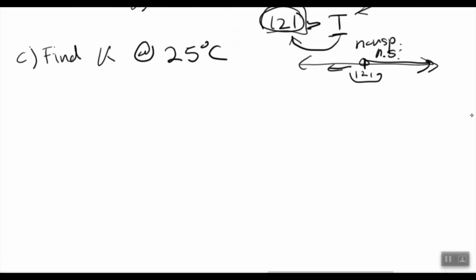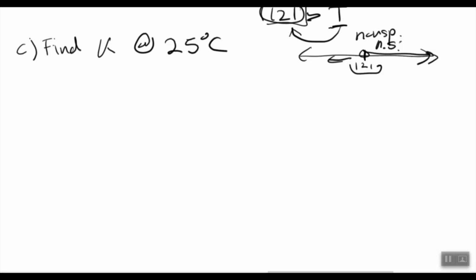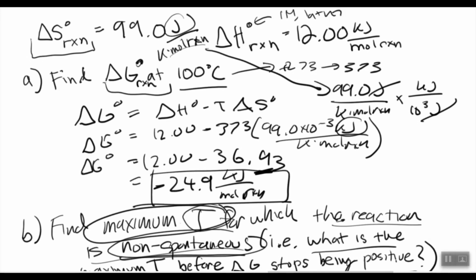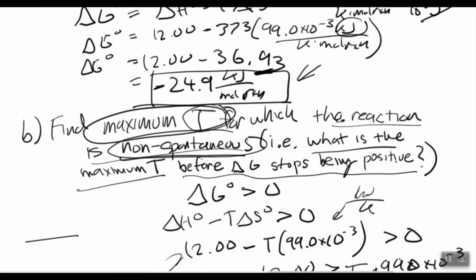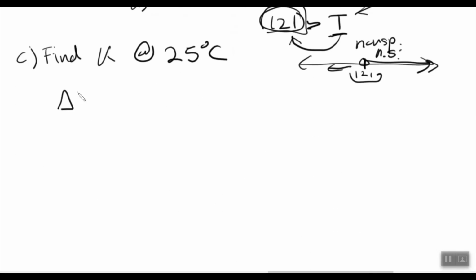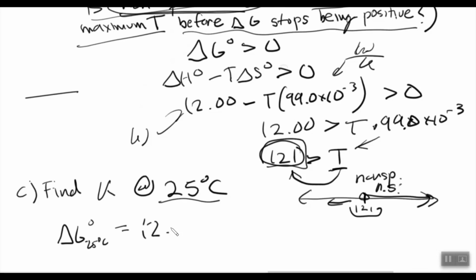Alright, let's try to find K at 25 degrees Celsius. Well, we do have the ΔG⁰ at 100 degrees Celsius. That's not the same temperature. We need to find the ΔG⁰ at 25 degrees Celsius, because we have to make sure that the ΔG⁰ and the K are at the same temperature. So this is going to be our ΔH, which is 12.00 minus T, 298, times the ΔS, which is 99.0 times 10 to the negative 3.